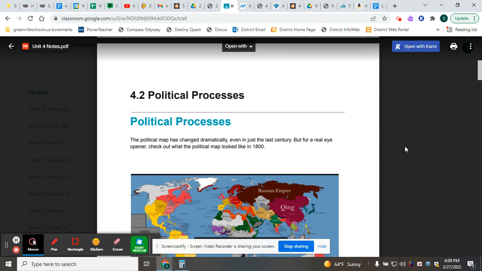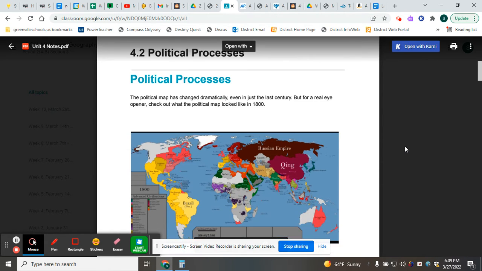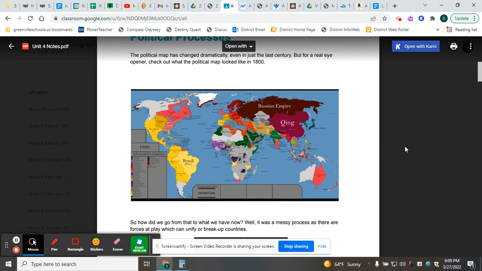Okay. All right, 4.2 is looking at what's called the political processes. The political map has changed dramatically, even in just the last century. But for a real eye-opener, check out what the political map looked like in 1800. So that gives you an idea as to, look at the U.S. in 1800.